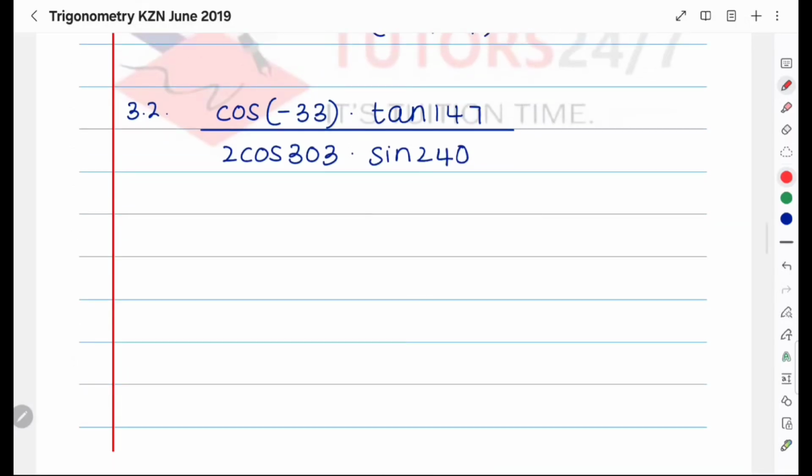Now, the first thing you should notice is that negative 33 is a negative angle. So we are going to add 360 to make it a positive angle. So when we add 360, keep in mind it is going to be negative 33 plus 360. That is going to give us 327.